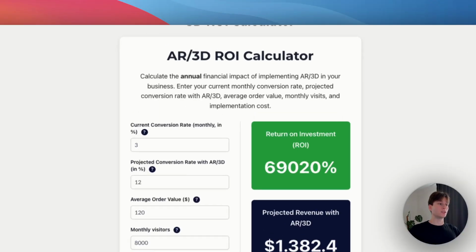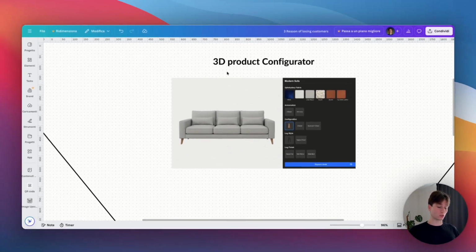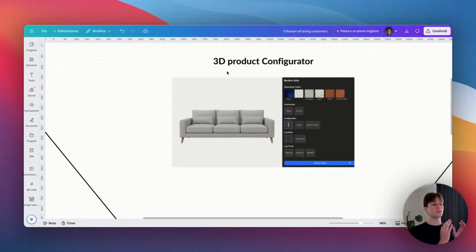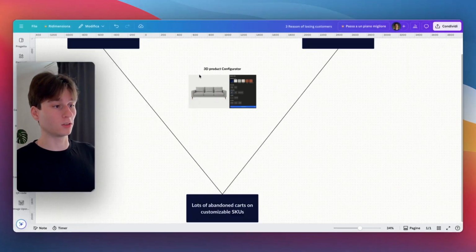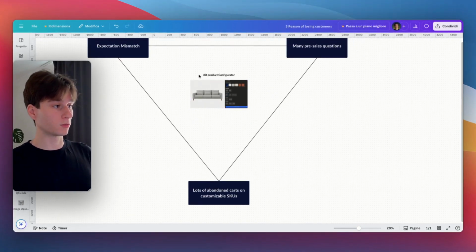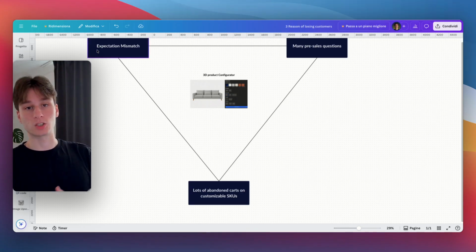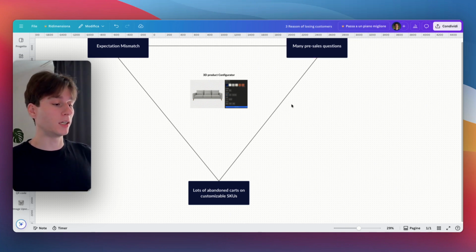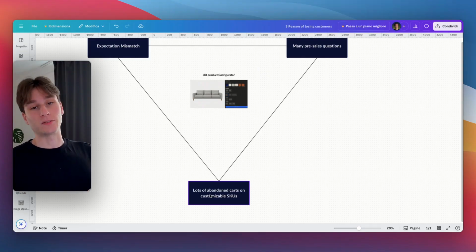So this is the benefit of a 3D product configurator, not just in revenue, but especially for your customers, because they will even remember your experience, and they will refer friends. So this is going to solve these three problems: the expectation mismatch because of the variations and the gallery, the pre-sales questions, and of course the abandoned carts, and you will save a lot of time.